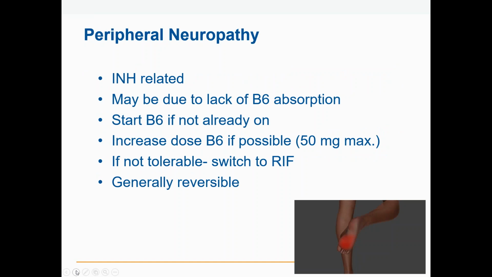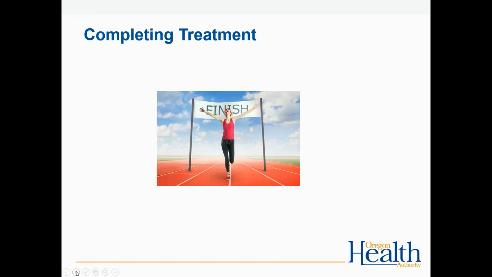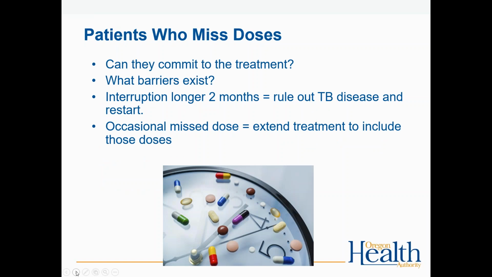Okay, peripheral neuropathy. Hopefully most of us aren't using too much INH anymore, but it's really related to the INH. If you didn't have them on vitamin B6, that would be a good thing to try. If it's not tolerable, just switch them to one of the rifampin regimens. Yeah, we don't see it much because everyone's on B6. All right, completing treatment.